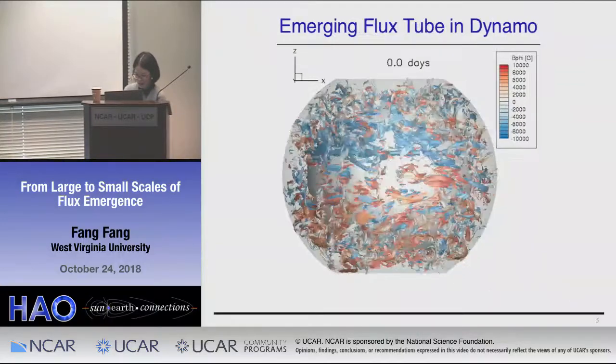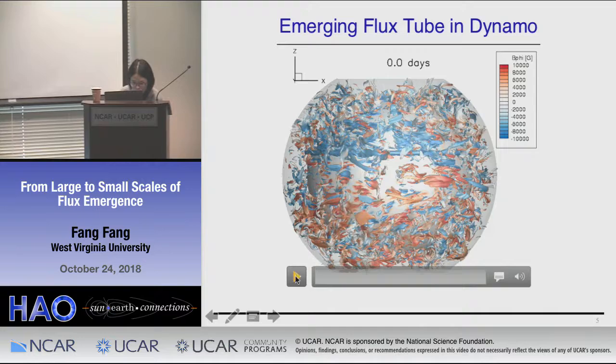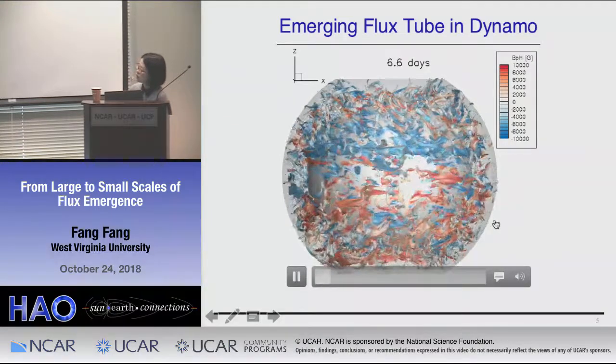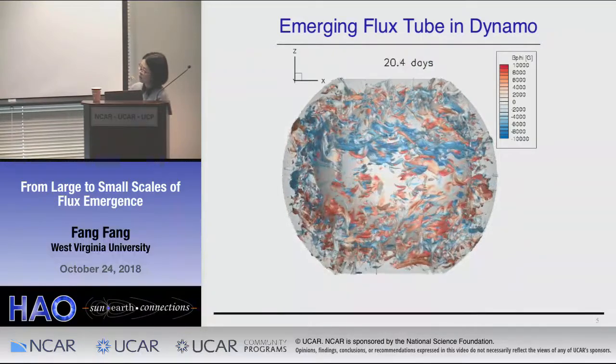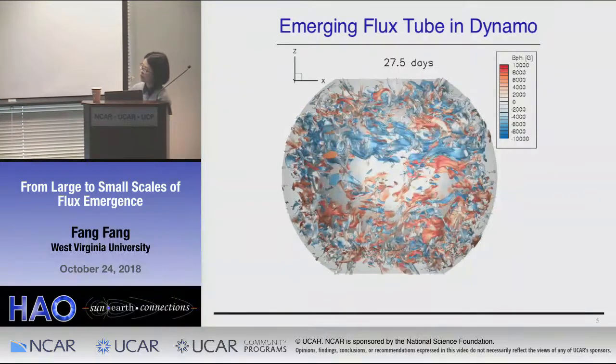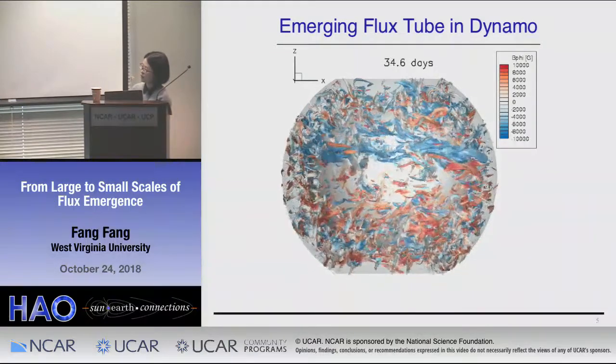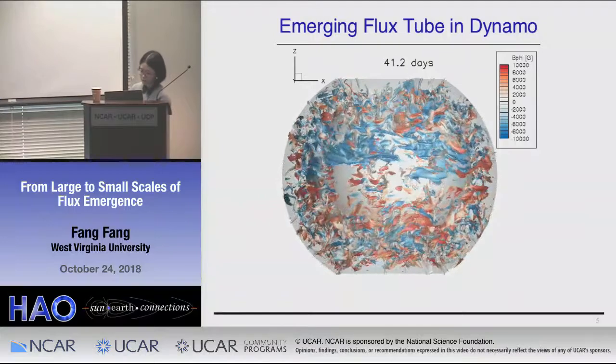So next, we also experiment with an emergent flux tube in the dynamo model. We embedded magnetic flux tubes into the bottom of the simulation domain and observed its rising toward the top of the domain. Here is a movie of the rising of the flux tube. You see that it kind of retains its structure at the beginning, but then it's taken away by the convection motion, strongly distorted during its rising.